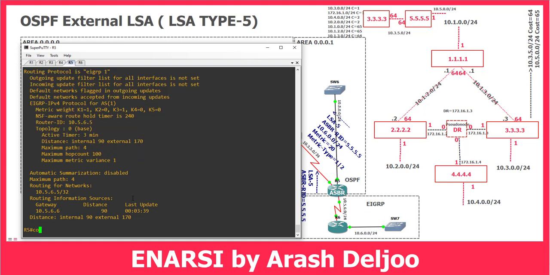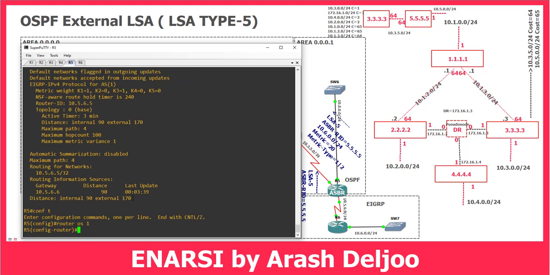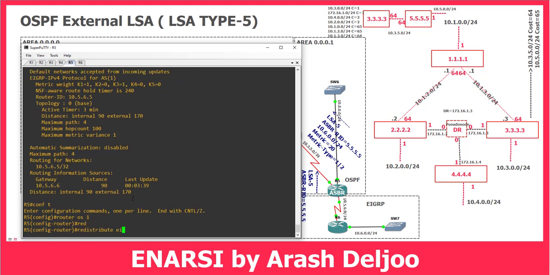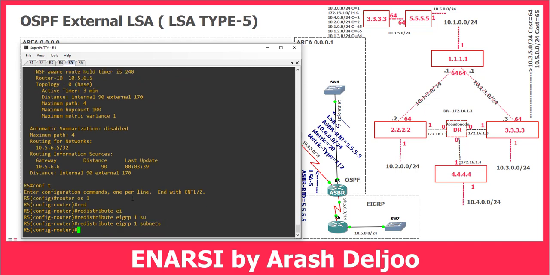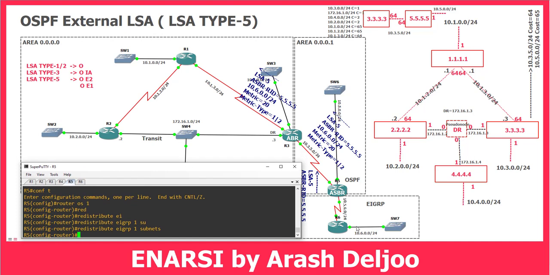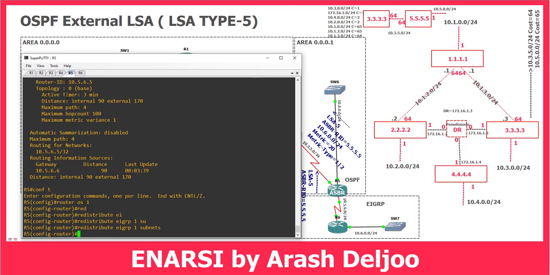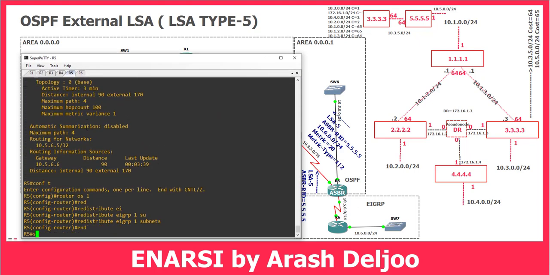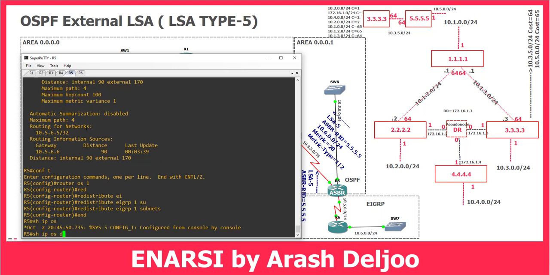In router 5, we can use these commands: conf t, router OSPF 1, then redistribute EIGRP 1, subnets. That's it. Now you will see the EIGRP routes, meaning these two routes, 10.6.0.0/24 and 10.5.0.0/24, inside of area 1 and also area 0. Let me first show you the database of R5, with show IP OSPF database.